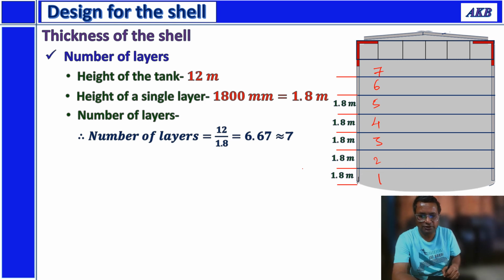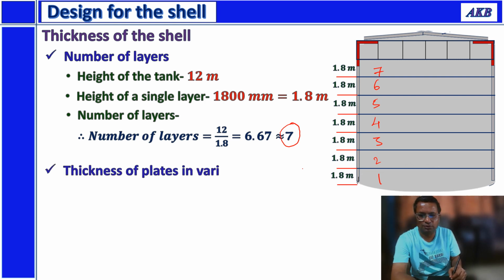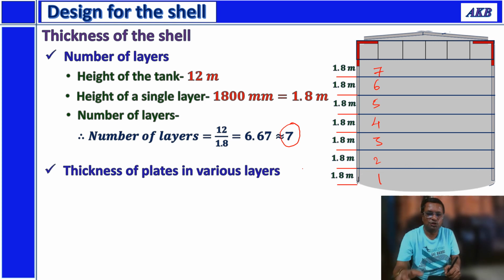Okay, so that means now we have calculated the number of layers that are required to construct the shell. Height is 1.8 meters, so I have talked about it. Now what is our task? Thickness of the shell is going to change with height. What is the reason for that? Internal pressure, pi, changes with height. So if pi is changing, thickness will also change.